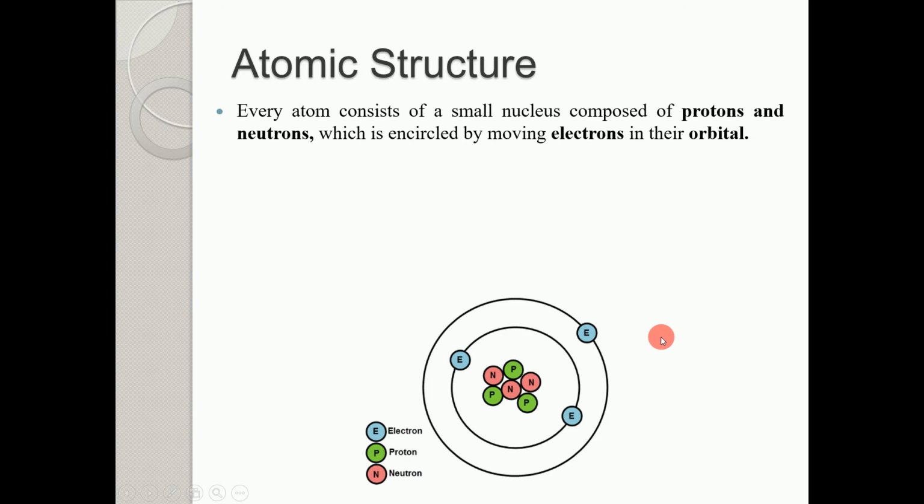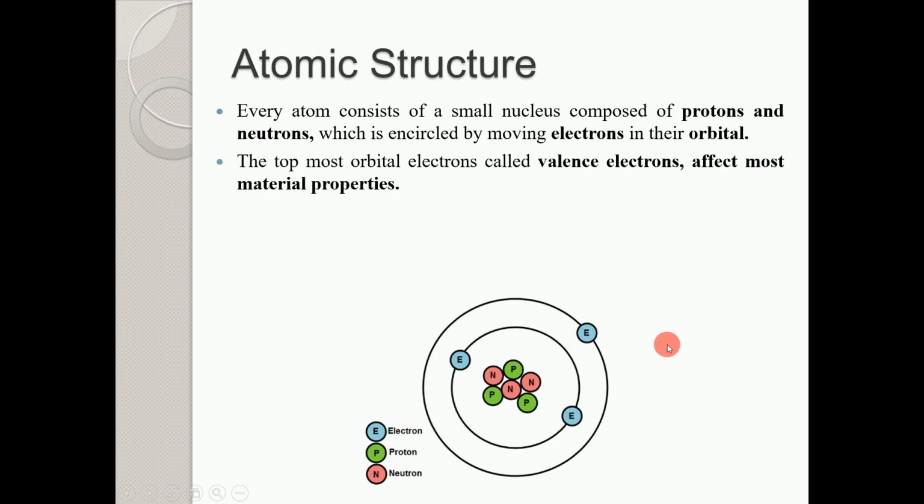So every atom consists of a small nucleus composed of protons and neutrons, which is encircled by moving electrons in their orbital. So this is your nucleus where the proton and neutron lie, and just outside of that we have some electrons which are encircled around. The combination of protons and neutrons where they lie is called the nucleus.